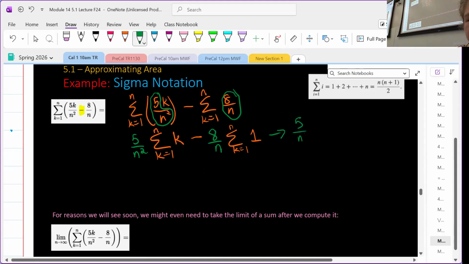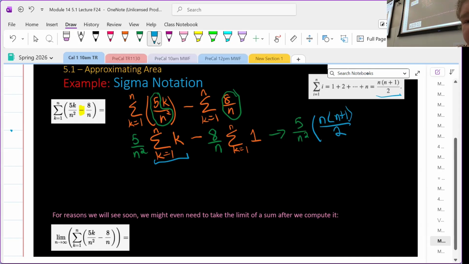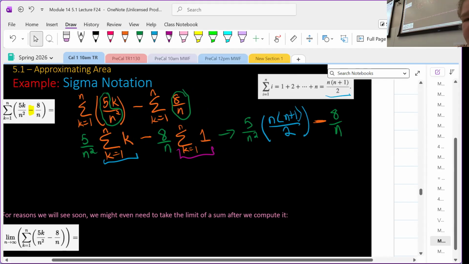So I have my 5 over n squared. Now my sum from 1 to n of k ends up being our shortcut formula over here. n times n plus 1 divided by 2. Minus, then I have my 8 over n. And then my sum from 1 to n of the number 1, I'm just adding 1 n times, so I get an n there.